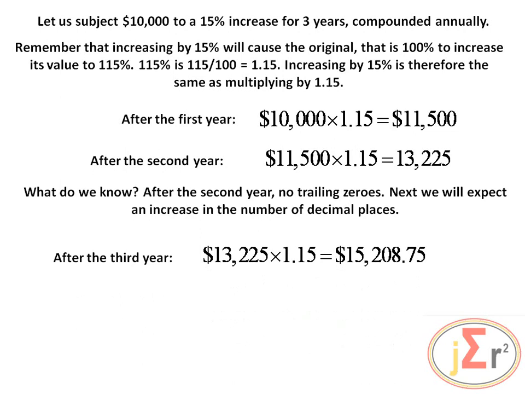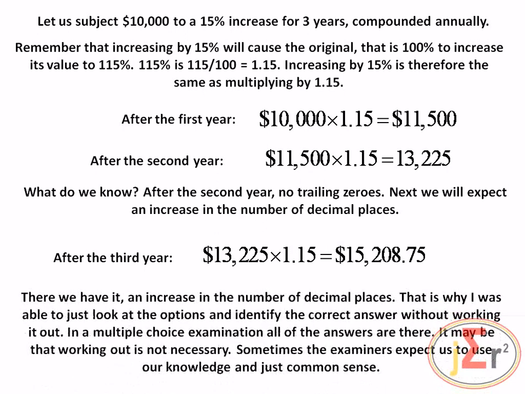Right. So at the end of the third year, we have 2 decimal places. So what do we know? We have a diminishing of the trailing zeros, and we have now an increase in the number of decimal places. That is what will happen if we increase by a particular percentage, and that is the effect that it will have on the figure that we are increasing by a particular percentage. There we have it, an increase in the number of decimal places.